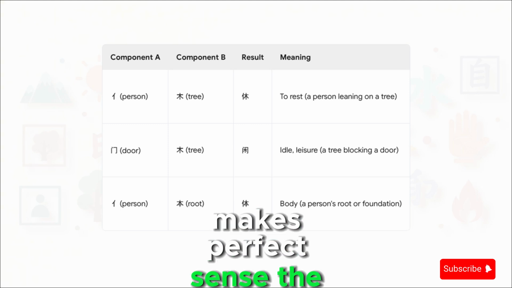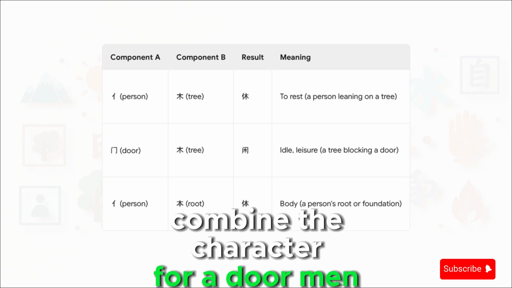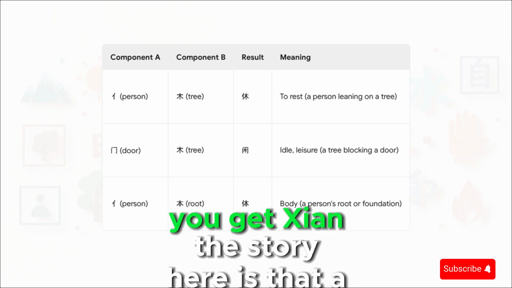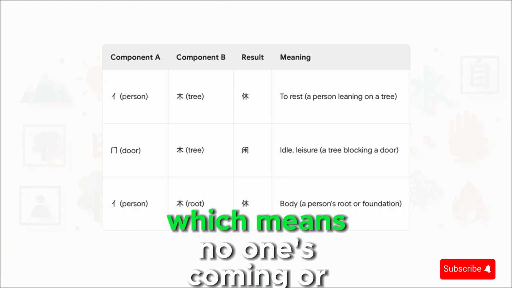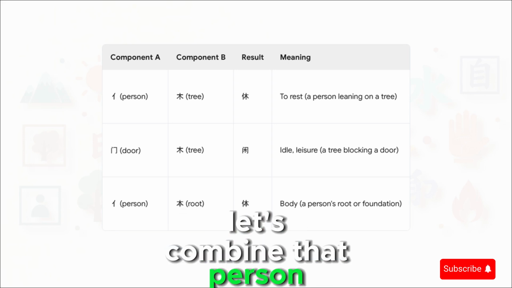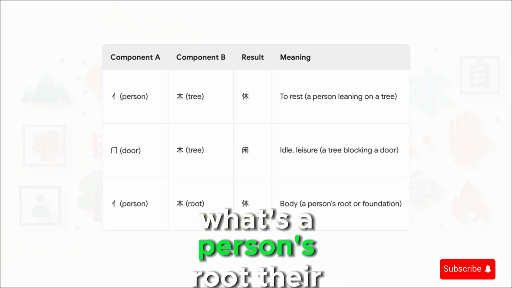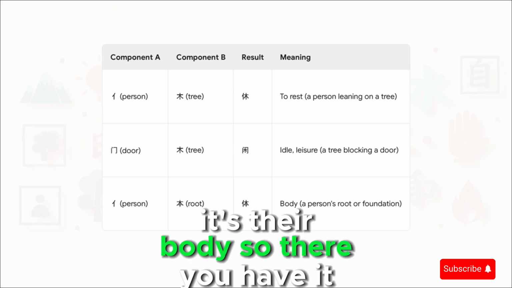Makes perfect sense. The second one is really clever. Combine the character for a door, Men, with our tree, Mu. You get Xian. The story here is that a tree has grown up in the doorway, which means no one's coming or going. The place is idle, you've got leisure time. And finally, let's combine that person component with Ben, our character for root. You get Ti. What's a person's root? Their foundation. It's their body.